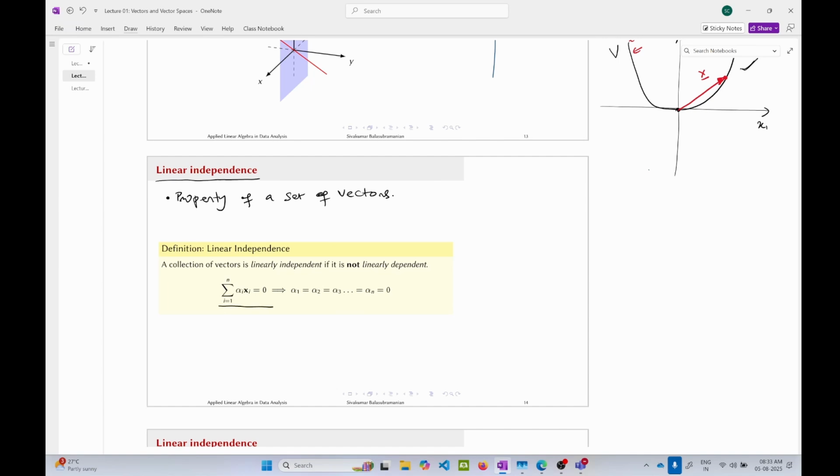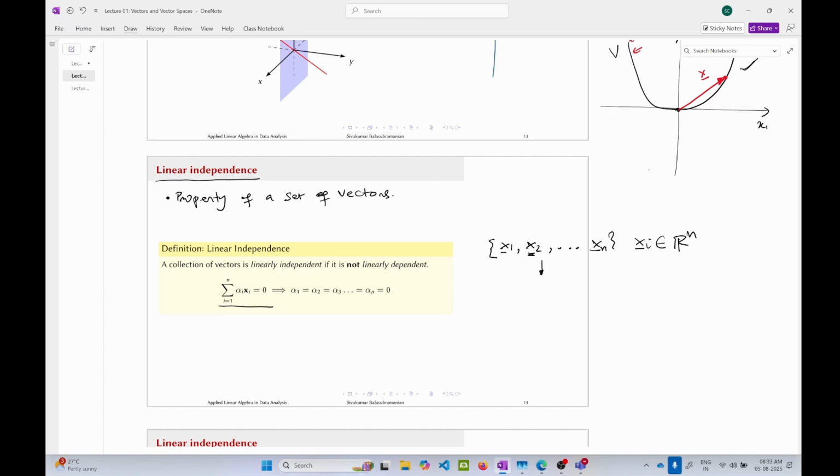A set of vectors. Let's say you have a set of vectors x1, x2, ..., xn. And we'll assume each of these vectors is from Rn. It need not be. It could be from any vector space V. But for now, for simplicity, we'll assume it's from Rn. We have a set of n vectors.